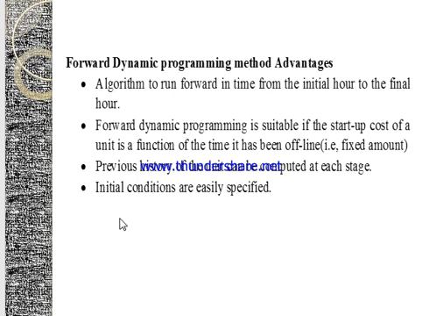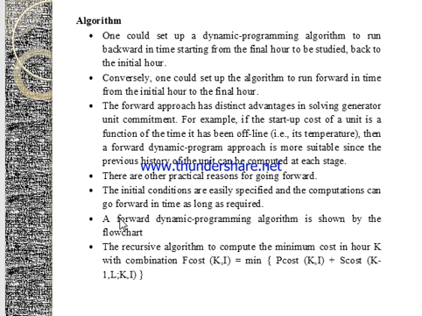While considering the forward dynamic programming method, the algorithm has to run forward in time from the initial hour to the final hour. So the forward dynamic programming is suitable if the startup cost of the unit is a function of the time it has been offline. Previous history of the unit can be computed at each stage and compared, and initial conditions can also be easily specified in this case. For example, we'll start with the step-by-step algorithm.